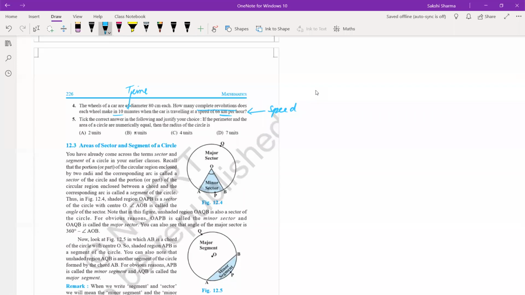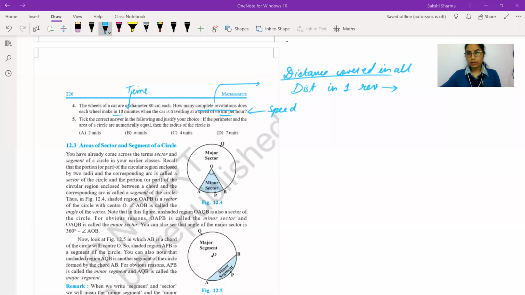And to find out the number of revolutions it makes, you will write down the distance covered by the car, total distance, and the distance covered in one revolution in the denominator. So total distance covered by the car over distance covered in one revolution, and the distance covered in one revolution is actually given by the circumference. So you are going to find out the distance covered by the car at a speed of 66 kilometers per hour in 10 minutes and divide that distance by the circumference of the wheel. Let's write down the answer.